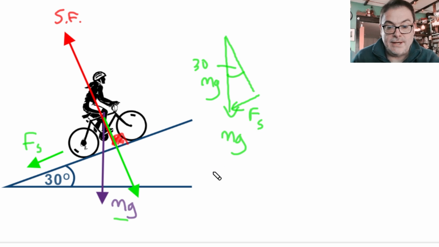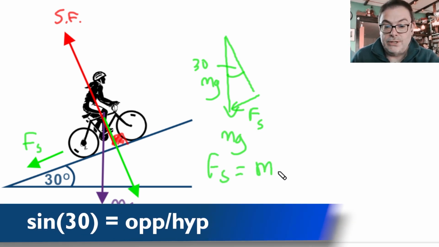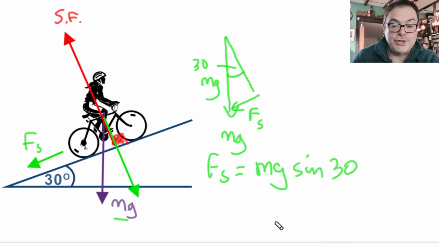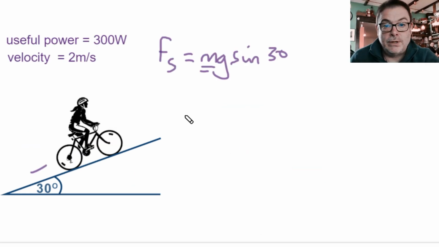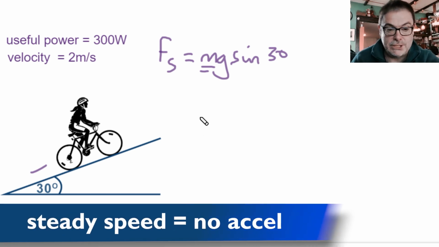Therefore, we can say that Fs is equal to mg times sine of 30. You could also, of course, have the cosine of 60 if you wanted to. The next part of the question might ask something like, what is her mass, given that she's generating a power of 300 watts and travelling uphill at a steady speed of 2 meters per second?